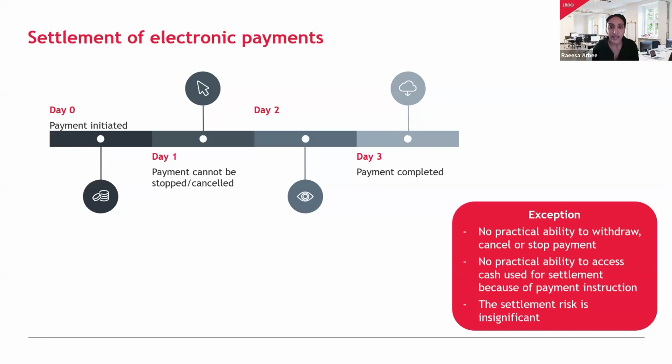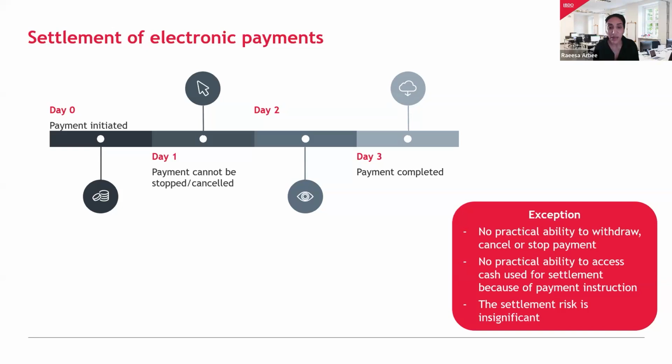So one is that there can be no practical ability to withdraw or cancel or stop the payment. There's no practical ability to access the funds that have been used to settle that payment, and the settlement risk is insignificant. So if you meet all those criteria, then you have the potential to derecognize your trade payables at an earlier date. And in this example, potentially that's day 1. So of course, if you're over a year end, this becomes a much more significant assessment.